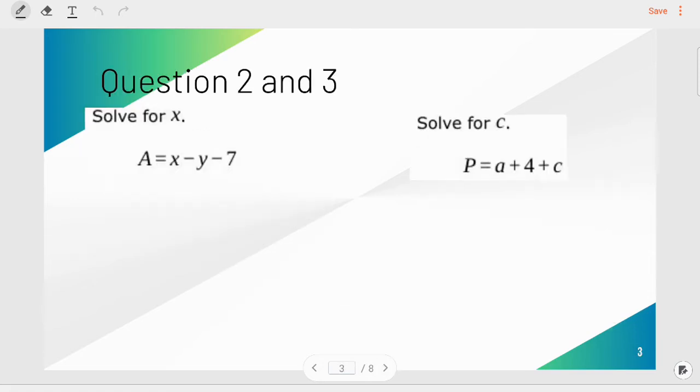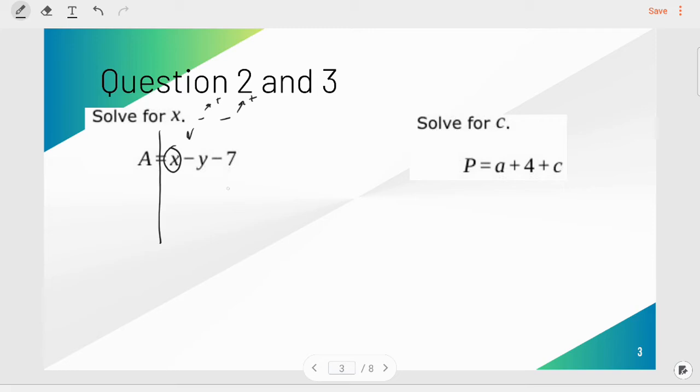Questions 2 and 3. Questions 2 and 3 are of similar structure. They may look like this. I'm going to solve each of these. So I'm going to draw my line, identify the variable I want to solve for, and let's go ahead and solve. I see that this says x minus y minus 7. So because they are both subtraction, I'm going to undo these both with addition.